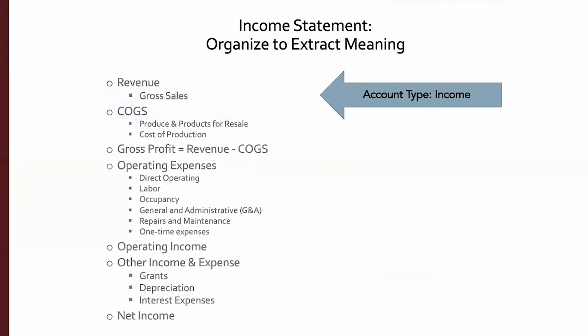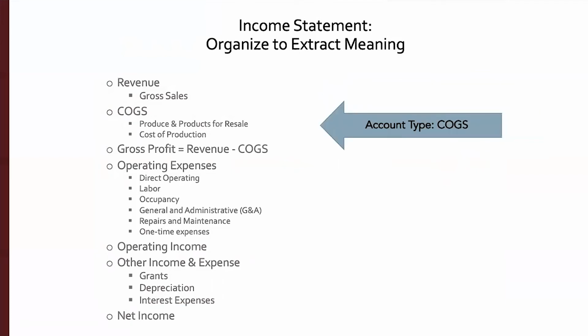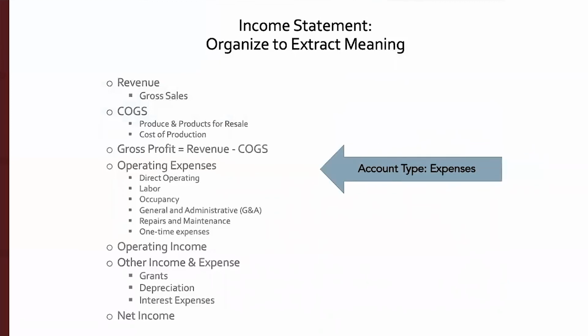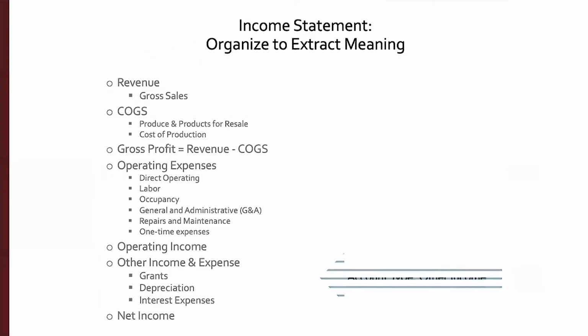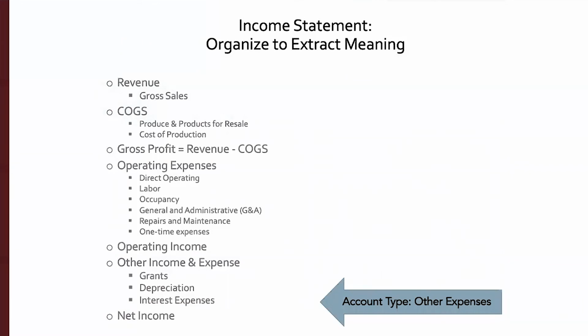So when you set up your chart of accounts and think about where you want things to show up on your income statement, anything with the account type of income is going to show up in this top revenue section. Anything with an account type of cost of goods sold is going to show up in this section below revenue and above gross profit. Things with an account type of expenses is going to show up in the operating expenses section. Things with an account type of other income or other expenses are going to show up below the line between operating income and net income. So setting your account type is going to determine exactly how your income statement is going to look.